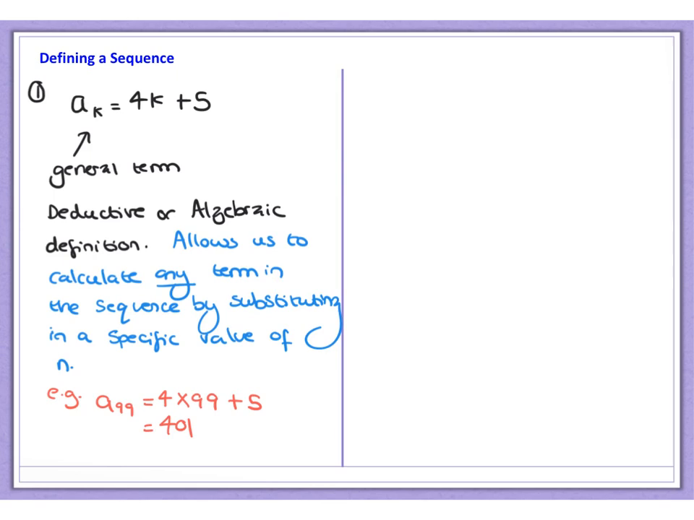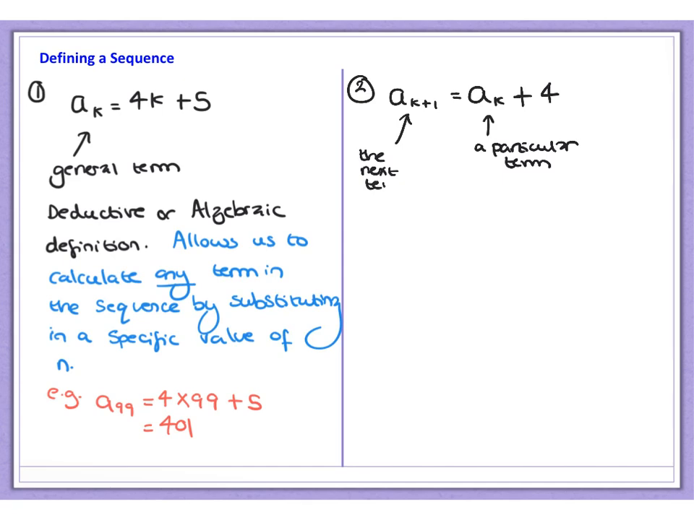Now, the second type of definition that we will look at is where we use an iterative formula. So an example of this would be a_(k+1) equals a_k plus 4. Now, you've come across iteration and iterative formulae back at GCSE. This allows you to start with a given term and then calculate subsequent terms. So a_k refers to a particular term and a_(k+1) refers to the next term after the term you start with. So we have an example here, a_(k+1) equals a_k plus 4, which means to generate the next term, you take your current term and add 4.